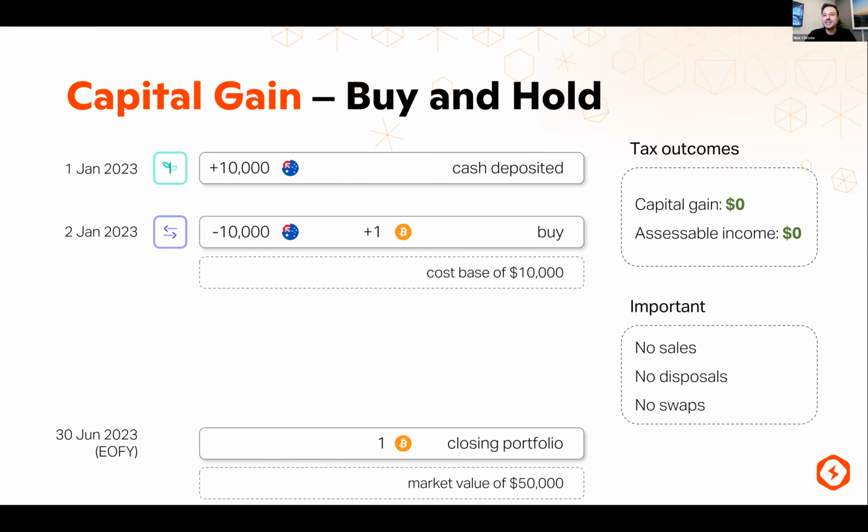Another really important thing is that there haven't been any swaps. You haven't swapped this Bitcoin for another asset or anything like that. So if all you do is buy and hold, there's no gain that you have to declare.